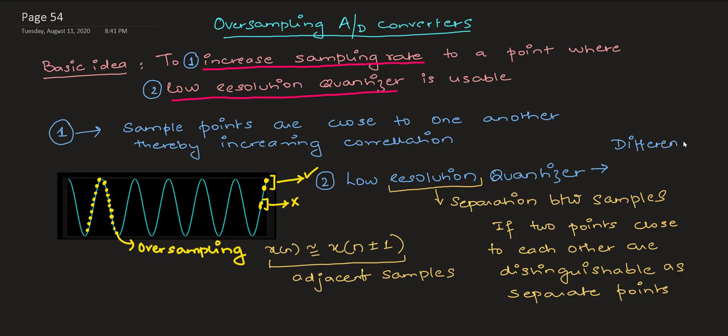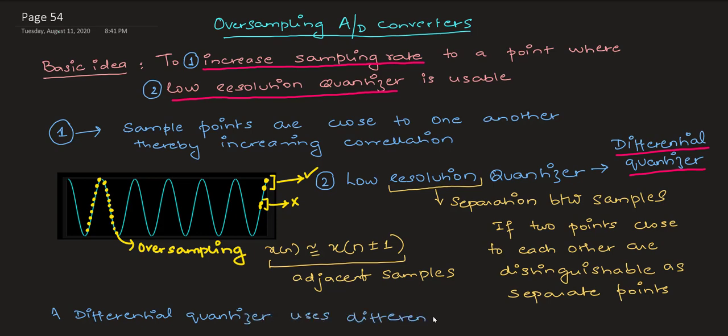Good. So now in oversampling, our quantizer is not going to be the round off quantizer that we were seeing in the sampling, but we are going to use a quantizer which is called a differential quantizer. A differential quantizer is different from a round off quantizer, because a differential quantizer works with the difference between values. So the difference of values between successive samples is what is getting quantized. It is not quantizing x of n, it is quantizing x of n minus x of n minus 1.